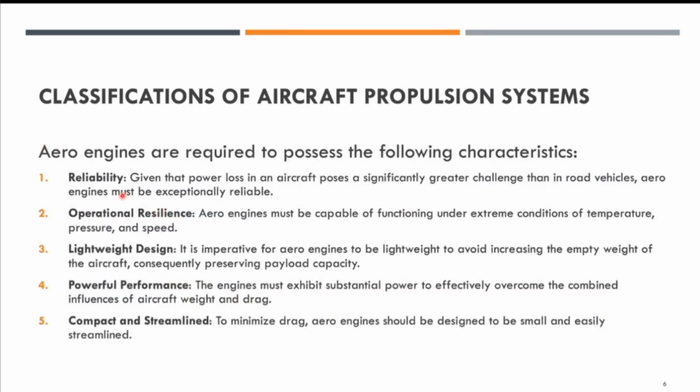The list that I'm going to show you here is in terms of the requirements, what are the characteristics of aero engine or aircraft engine that are required for aircraft propulsion system. The first one is that it must be reliable. Reliability is a very important factor, because power loss in aircraft poses a significantly greater challenge than in road vehicle, because what happens if the engine is not reliable? Of course, the airplane will just fall down.